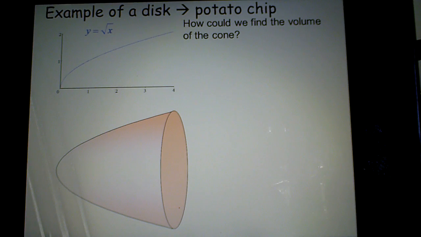Calculus books will not call these potato chip problems, they'll call them disc problems. A potato chip is, if I took a potato and sliced it really, really thinly, and of course fried them, I get potato chips. Potato chips are solid, right? There's no holes in them. And it's approximately disc shaped.